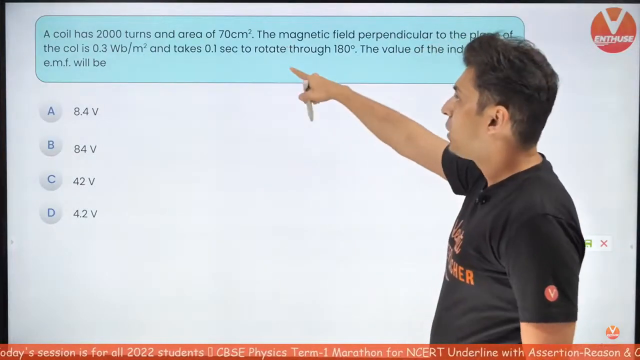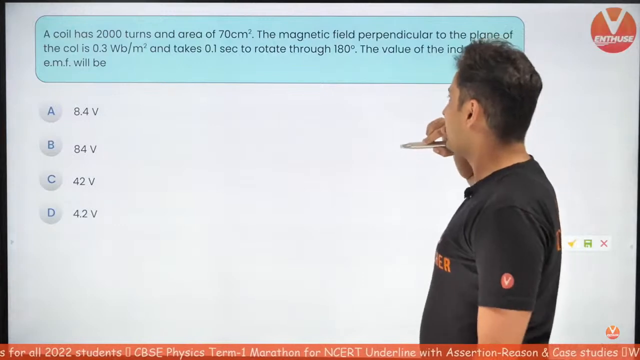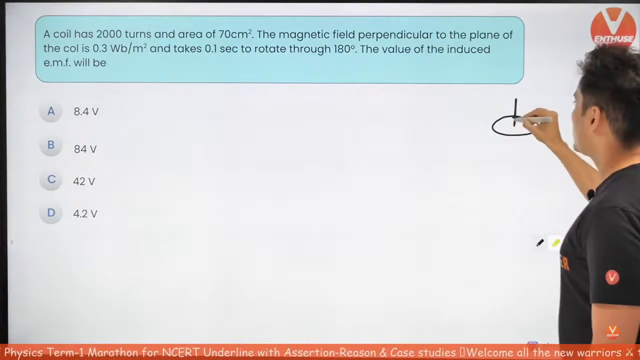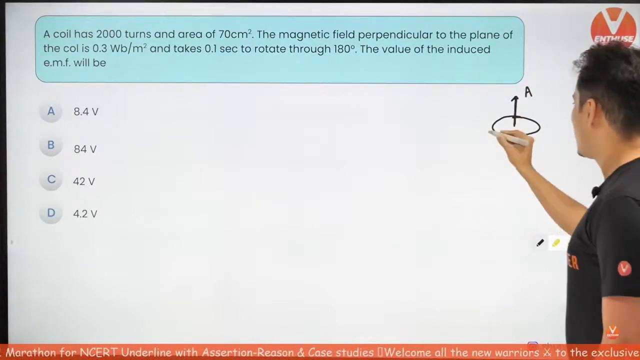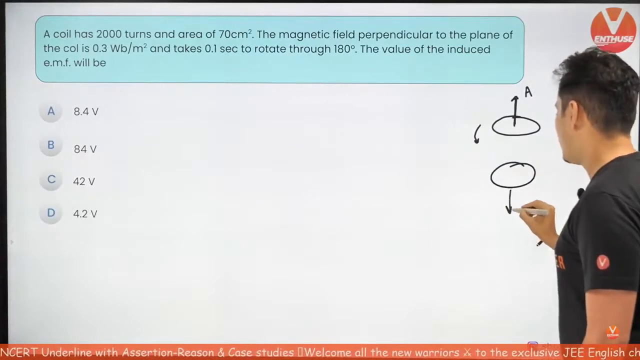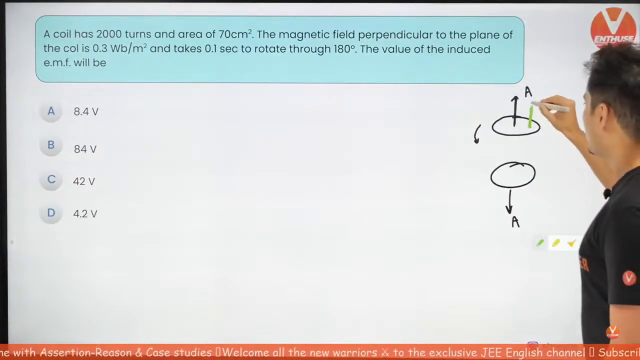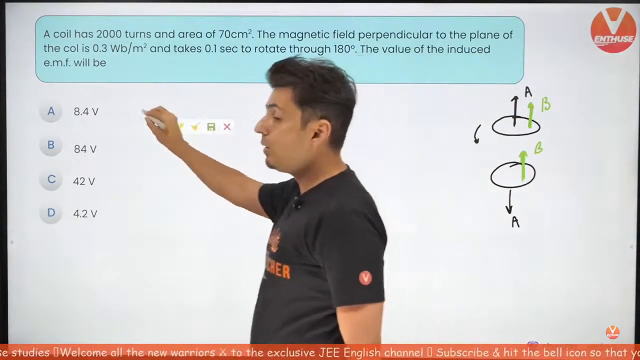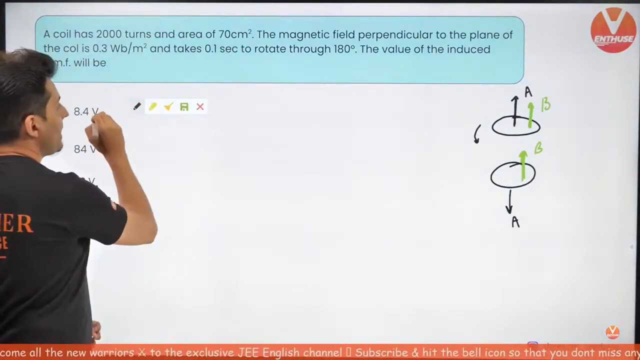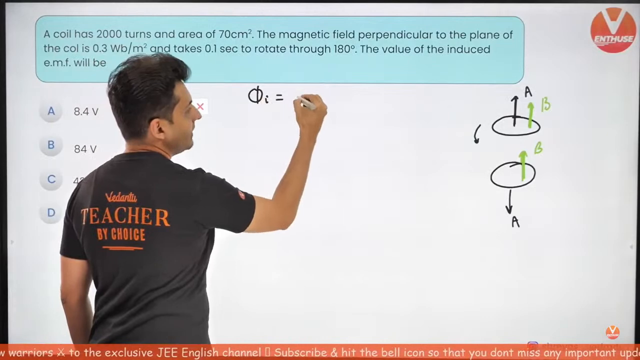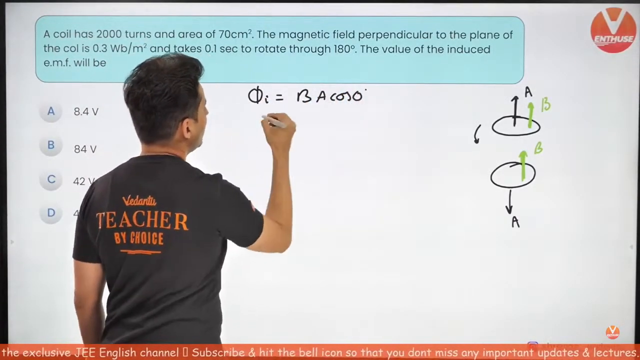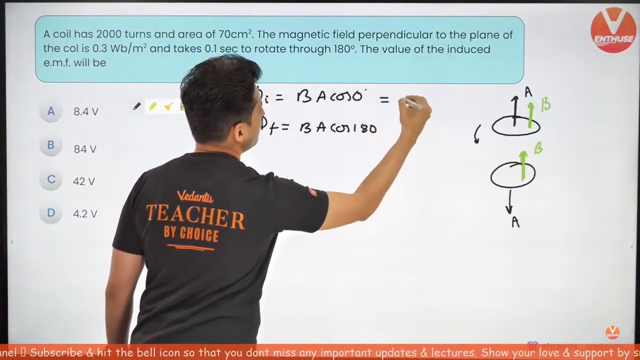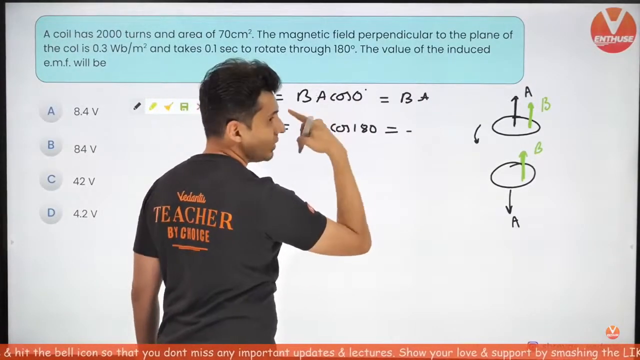The coil has these many turns, this much is the area. So what is the induced EMF? This is my logic. If the coil was facing like this and you turn it, the area vector goes like this, and the magnetic field was here, so obviously the flux has changed. The initial flux is BA cos 0, the final flux is BA cos 180. This is BA because cos 0 is 1. Cos 180 is minus 1.